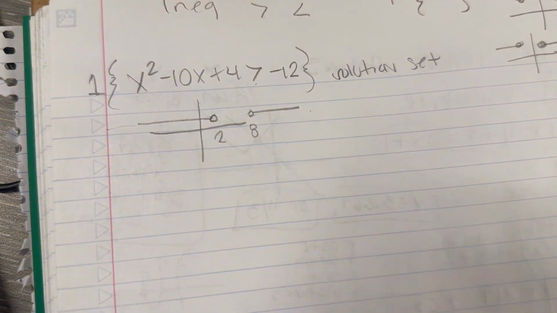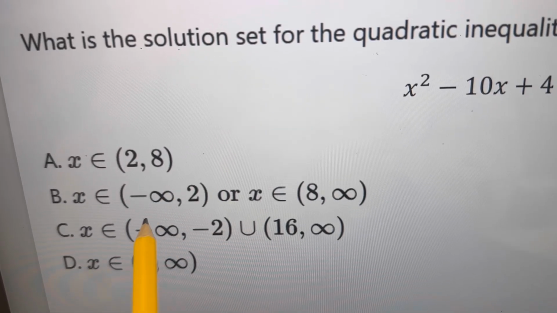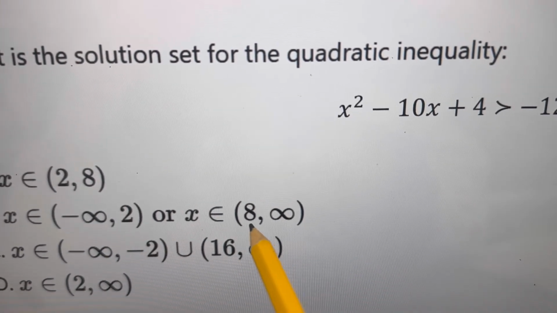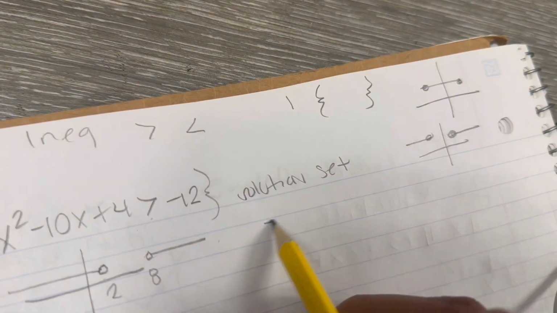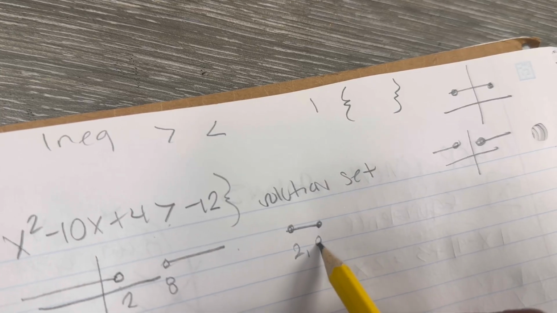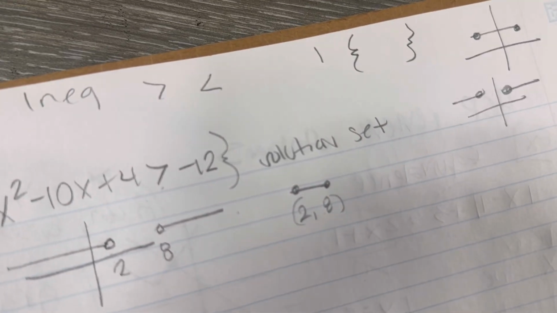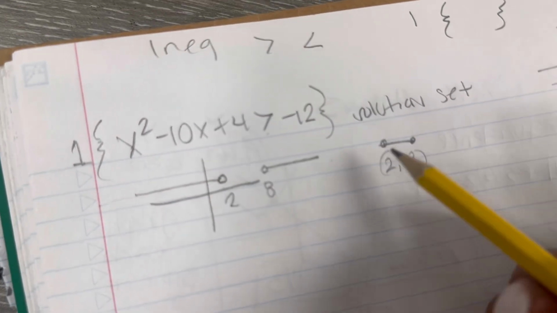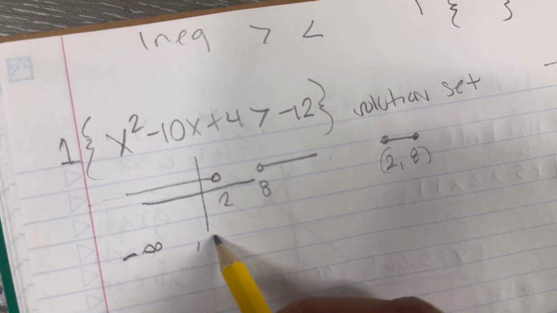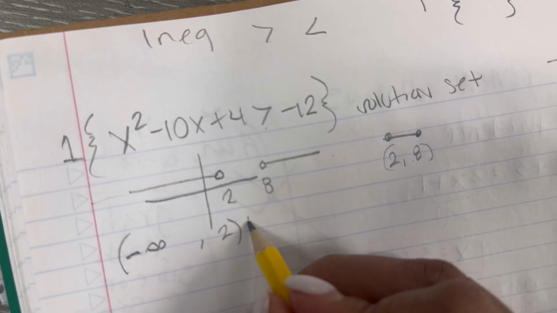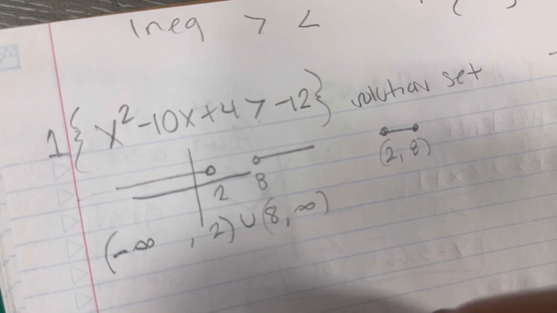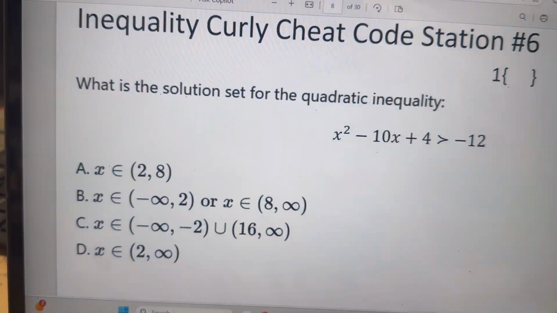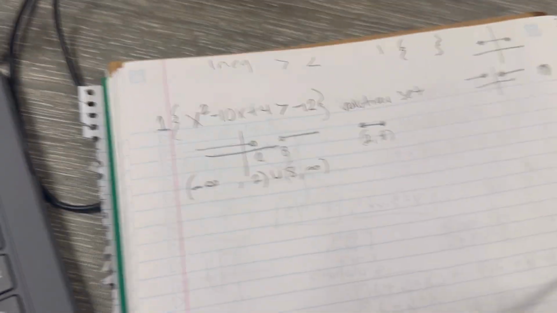I just said any number less than 2. What would that look like? Infinity, negative, right? Any number greater than 8, that will be infinity. 2 to 8 will look like this. This is 2 to 8. It's just from 2 to 8. Only those numbers would work in this inequality. But this one's saying from -infinity to 2. And they pick back up, there's a space here, you pick back up at 8 to infinity. So that's your answer. B, okay? So make sure you make both pictures.